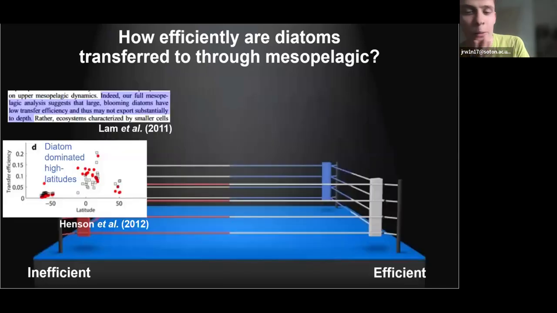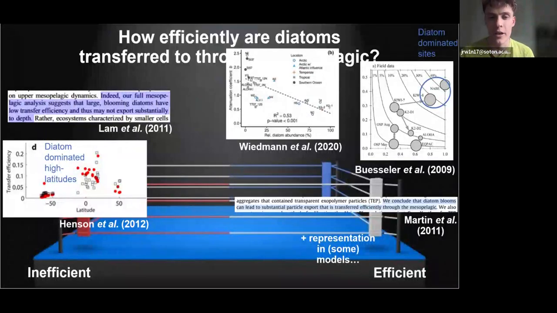So in the red corner, we have these studies, often from global compilations, global studies, which observe lowest transfer efficiencies in diatom-dominated sites or in high latitudes where you might expect diatoms to dominate. And then on the other hand, you have a lot of these individual studies, also the compilation from Wiedmann et al., which observe very high transfer efficiencies for diatoms. So putting this together with how understudied the Southern Ocean has been, and also with the focus on the Twilight Zone, there was not a particularly clear picture, so it's something we wanted to address.